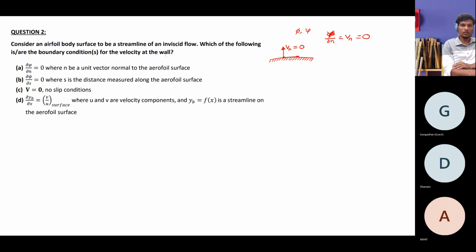So your first answer is necessary. There are many statements here. Whatever the first statement given to you is a required condition because dou phi by dou n is your required condition, and we just saw why it is necessary. It's a unit normal vector to the airfoil surface. And the second one is dou phi by dou s is equal to 0, where s is the distance measured along the airfoil surface. We just saw how to get the normal velocity using this potential function.